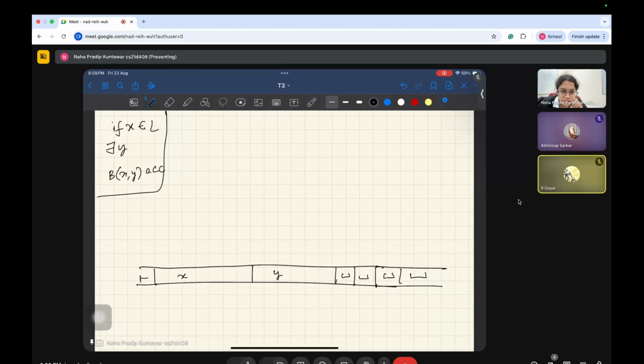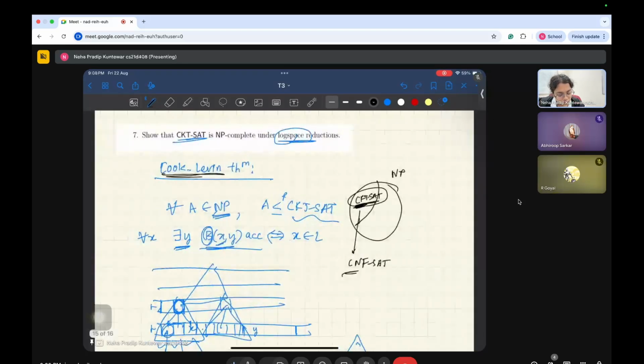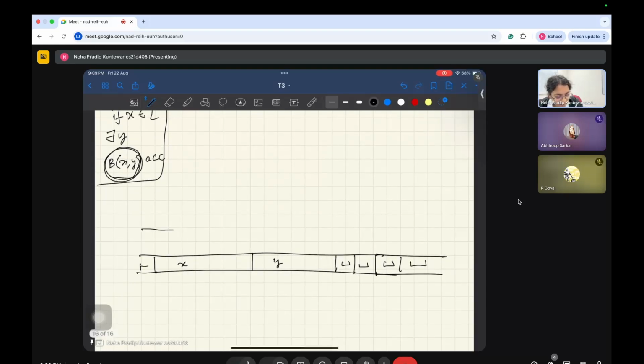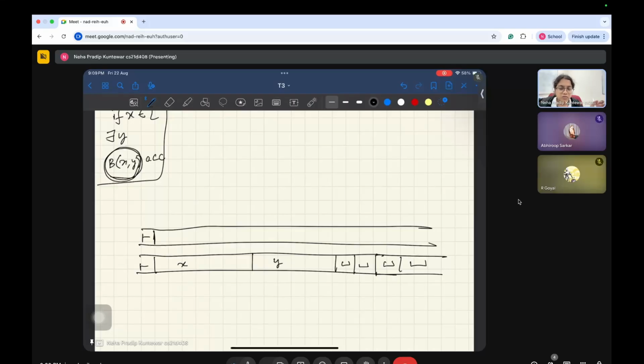Okay, so in order to show that every A in NP reduces to the circuit SAT problem, I want to simulate the working of B, which is a deterministic Turing machine, with the circuit, such that whenever B of xy accepts, my circuit should be satisfiable. Whenever B of xy rejects, my circuit should not be satisfiable. So actually what we are doing is very intuitive. Basically we are simulating every step of the Turing machine B.